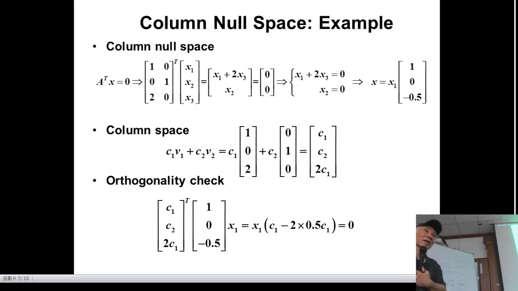Well, time is up, so I'm going to stop here with the column null space. Next week I will introduce the row null space and so on. Then after that we will talk about the pole placement technique, because pole placement requires the use of null space.